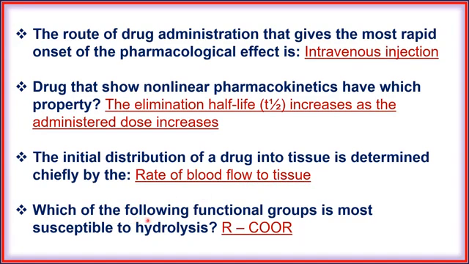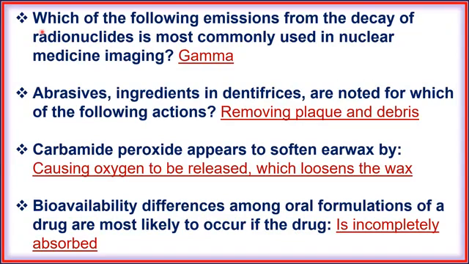Next, which of the following functional group is most susceptible to hydrolysis? RCOOR. Next, which of the following emission from the decay of radionuclide is most commonly used in nuclear medicine imaging? Gamma. Next, abrasive ingredient in the dentifrices are noted for which of the following actions? Removing plaque and debris. Next, carbamide peroxides appear to soften earwax by causing oxygen to be released which loosen the wax.